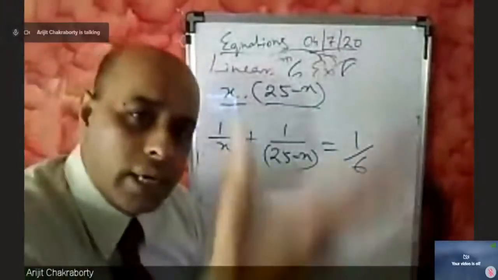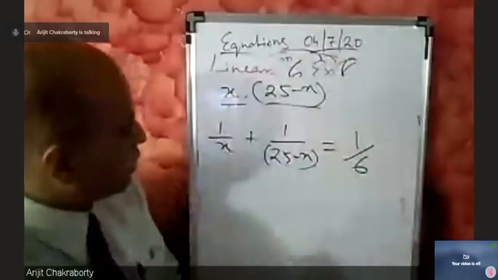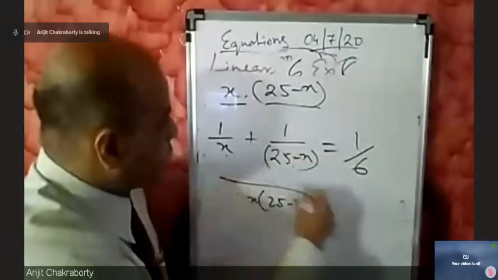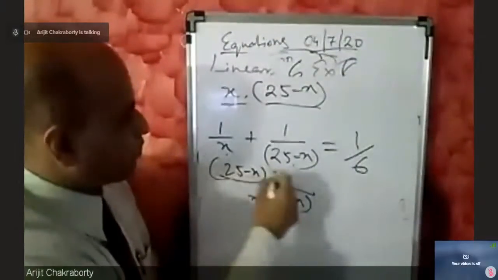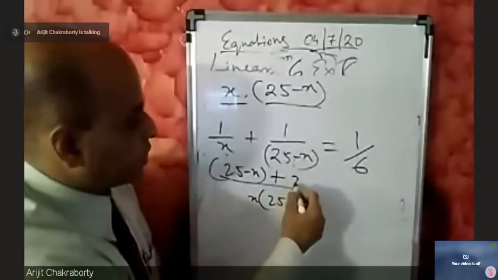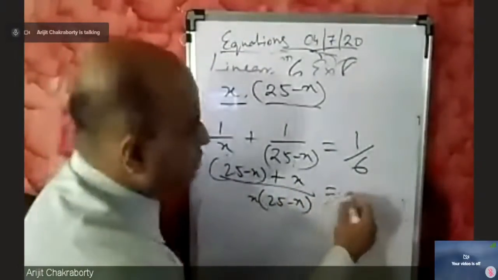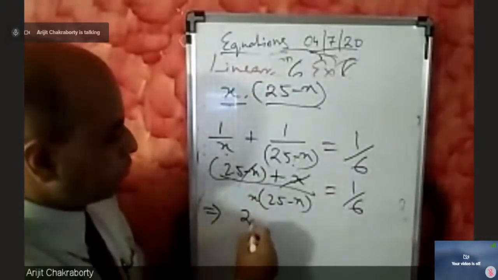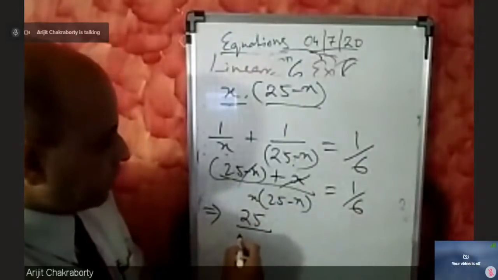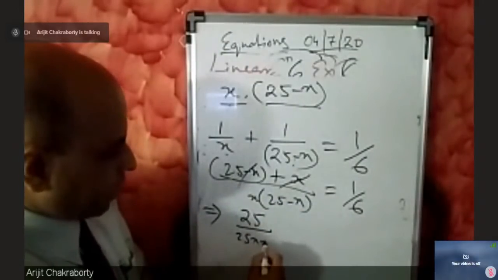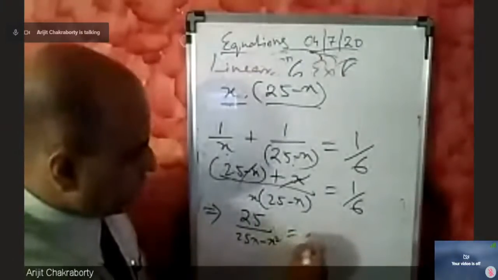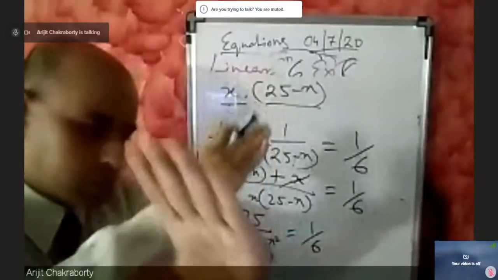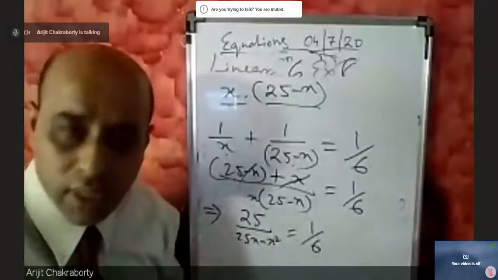So let us see. Now we work it out. We have inverted, we have got the reciprocal. So for x and 25 minus x, I take the LCM. So this becomes 25 minus x plus x, over x into 25 minus x, and this is equal to 1 by 6. So 25 minus x and plus x cancel out. In the numerator we have 25. In the denominator we have 25x minus x squared. This is equal to 1 by 6. Okay, so now we go for cross multiplication. This is a fundamental thing we have learned in school.